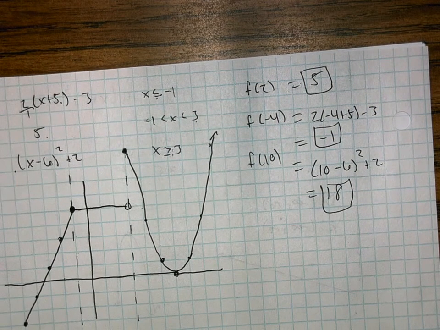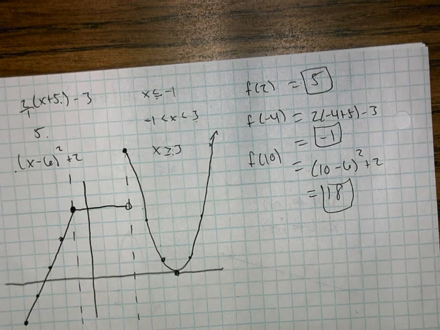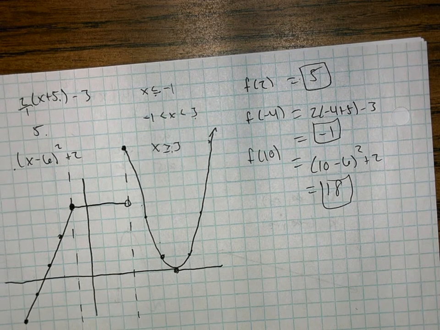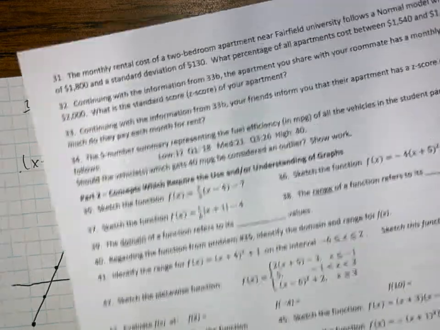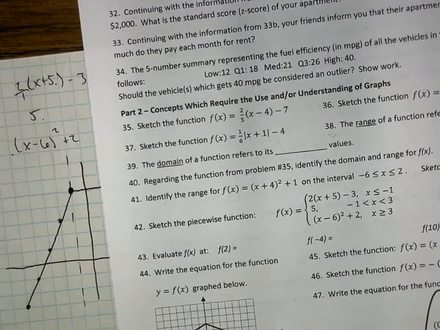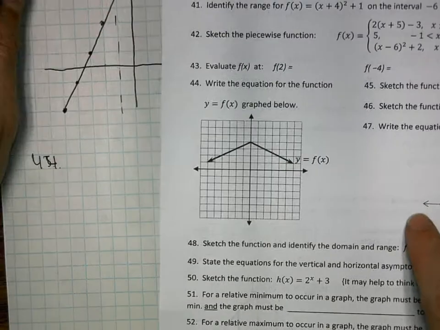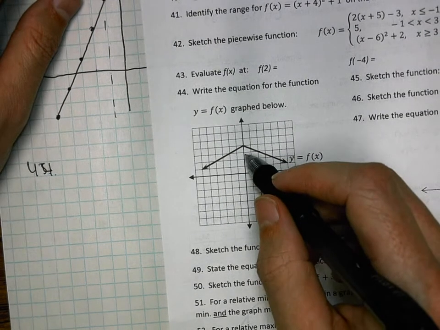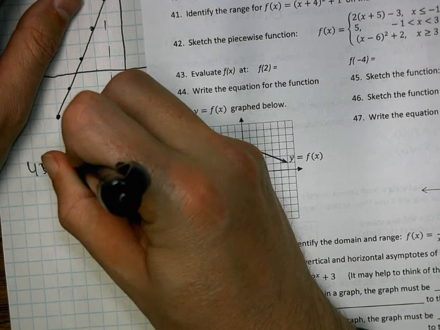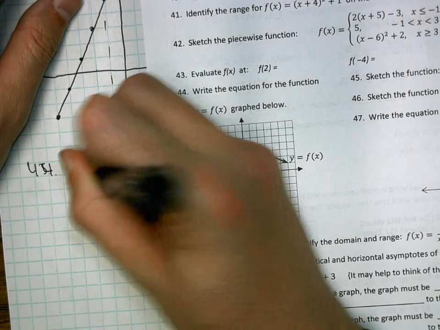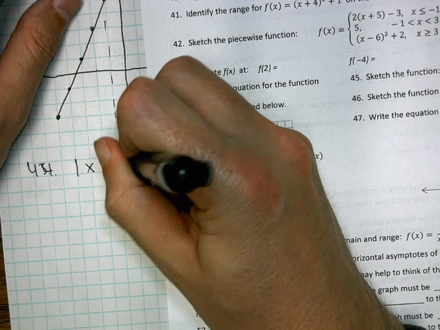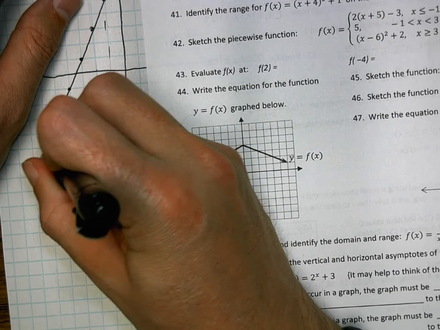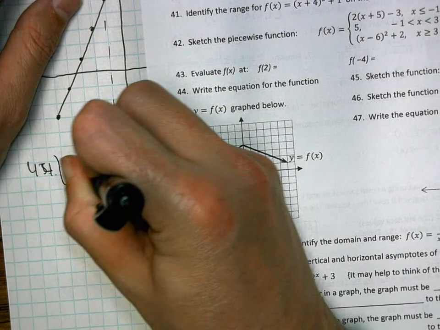44. Write the equation for the function below. Not going to redraw the function. So it's an absolute value function that's 1, 2, 3, 4 up with no horizontal shifts. And our slope is down 1 over 2. So down 1 over 2. That's our function.